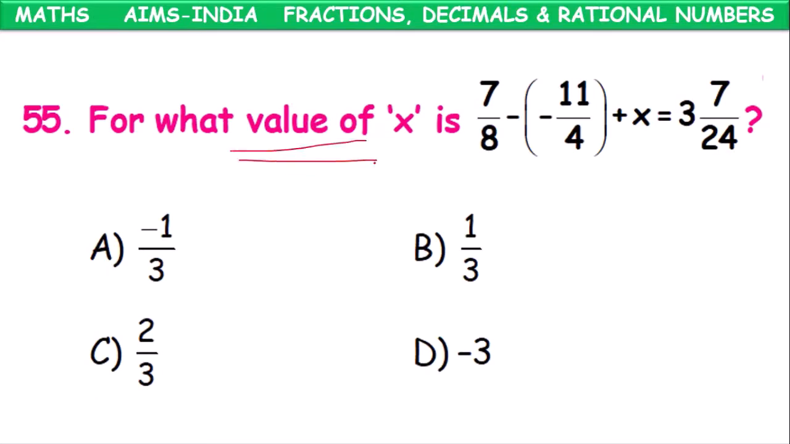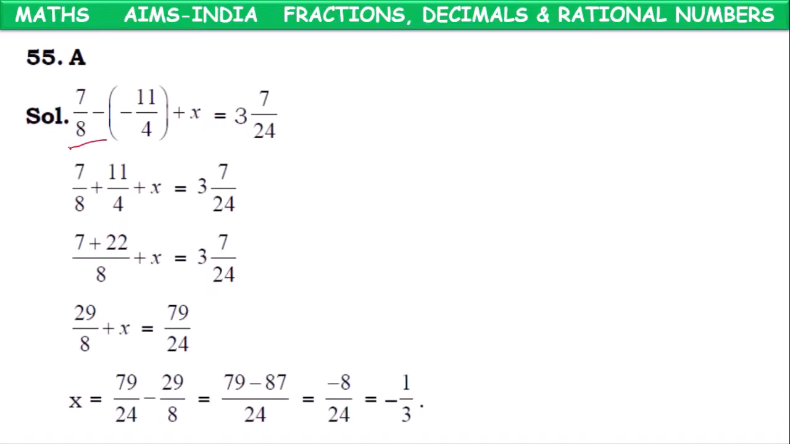So for what value of x is 7 by 8 minus of minus 11 by 4 plus x equal to 37 by 24? So 7 by 8 minus of minus 11 by 4 plus x equals 37 by 24. 8 and 4, LCM 8. 8 1 is 8, 1 into 7, 7. 4 2 times 8, 2 into 11, 22. Plus x equals 37 by 24.